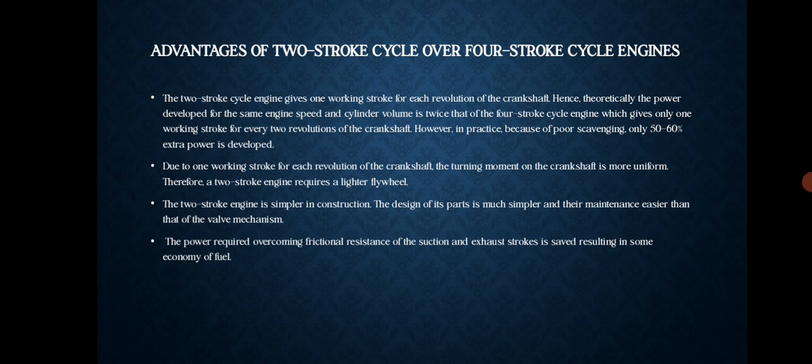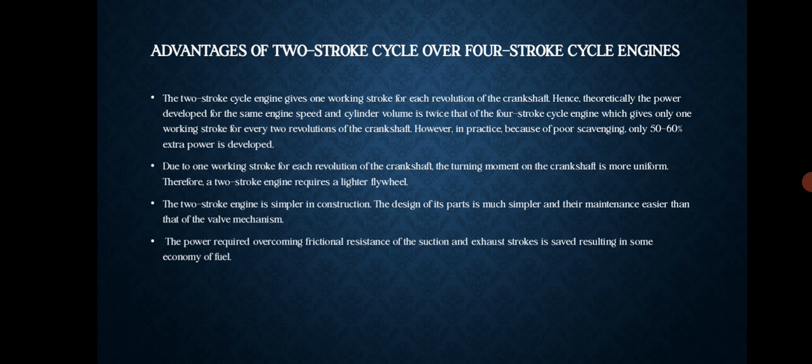Next we will see about the advantages of two-stroke cycle over four-stroke cycle engines. The two-stroke cycle engine gives a working stroke for each revolution of the crankshaft. Hence, theoretically, the power developed for the same engine speed and cylinder volume is twice that of the four-stroke cycle engine, which gives only one working stroke for every 2 revolutions of the crankshaft. However, in practice, because of the poor scavenging, only 50 to 60% extra power is developed.